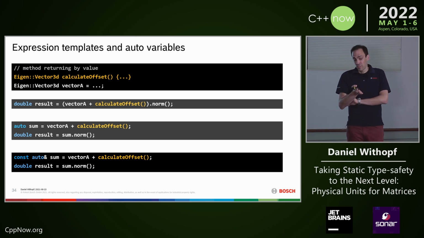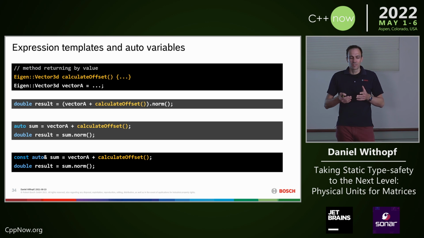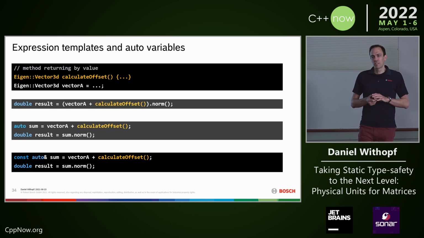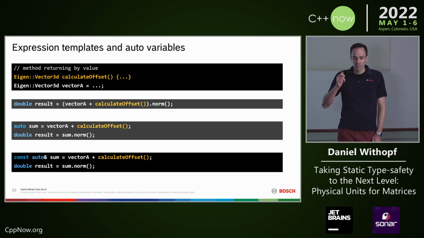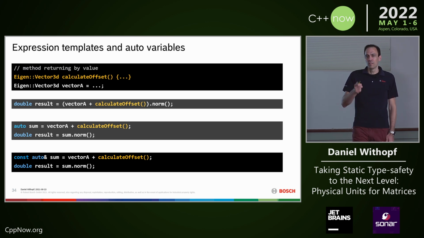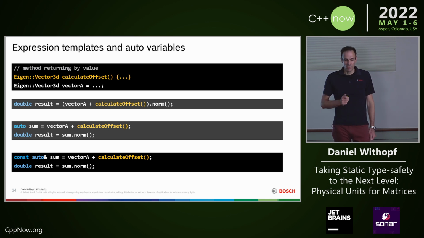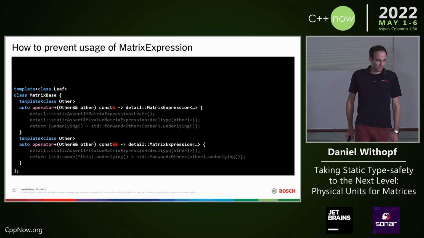Now, the question is, how can we prevent this? Maybe we could prevent the creation of matrix expressions, but that's not directly possible because it's needed for the implementation of all linear algebra libraries. What we can do instead is prevent all calls of methods on L-value matrix expressions. This is possible, and I will show on the next slide how this can be achieved.